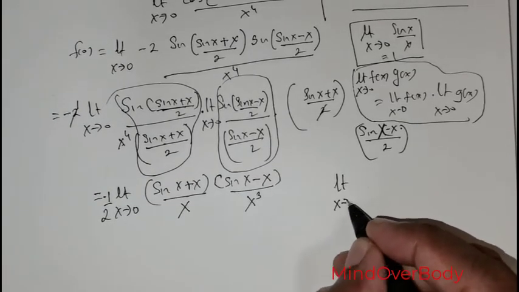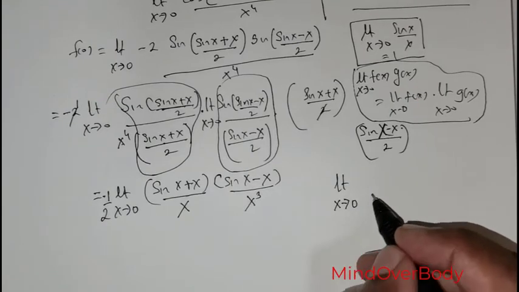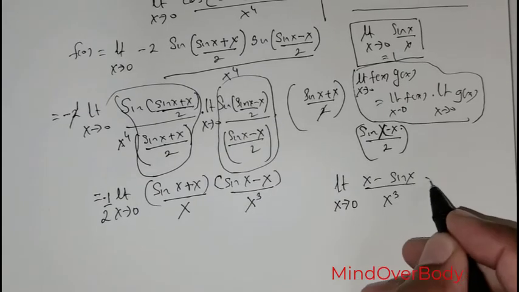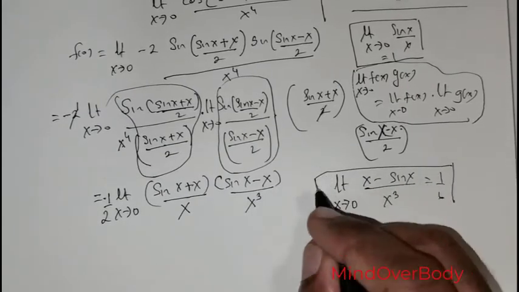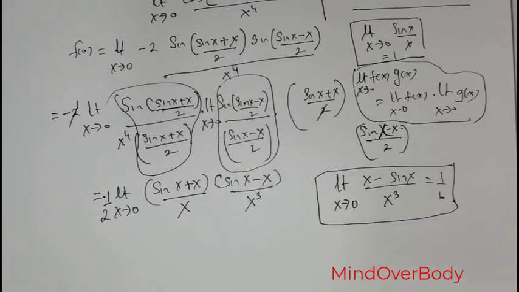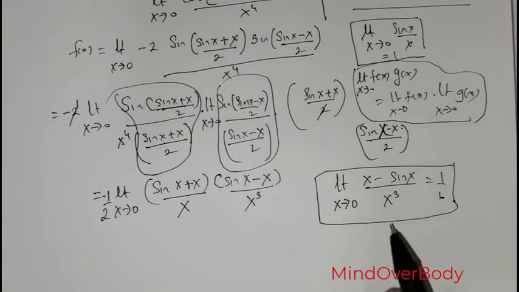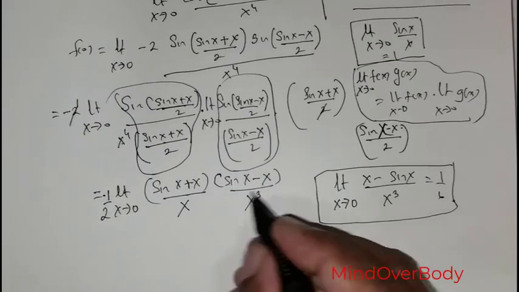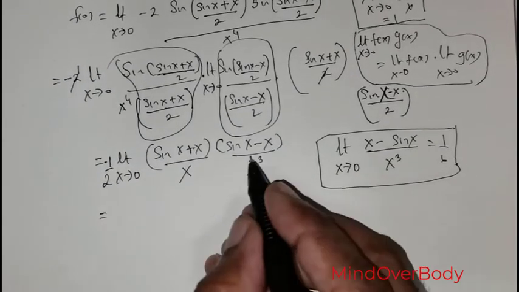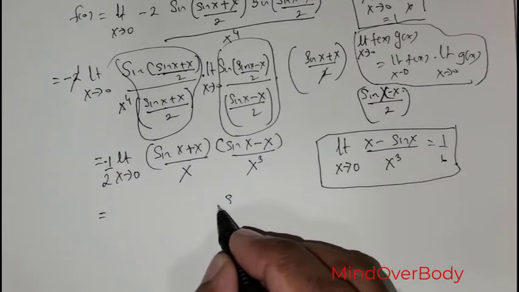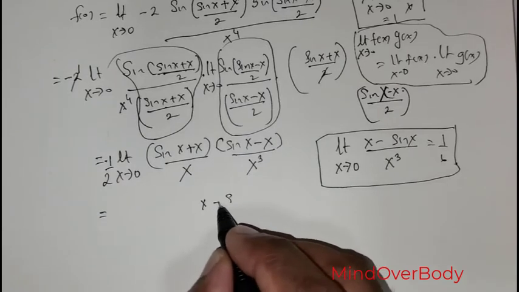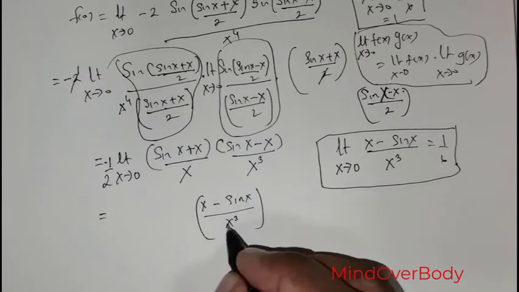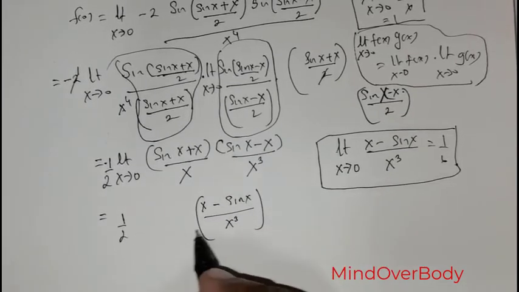Now there is a property which states that the limit x tending to 0 of (x minus sine x) over x to the power of 3 will be equal to 1 over 6. So this is a property, or I should say it's a standard result. So in this case we got (sine x minus x) over x cubed. If I were to take a negative sign out, this can be rewritten as (x minus sine x) divided by x to the power of 3. Of course there is a negative sign, so that will make this positive.